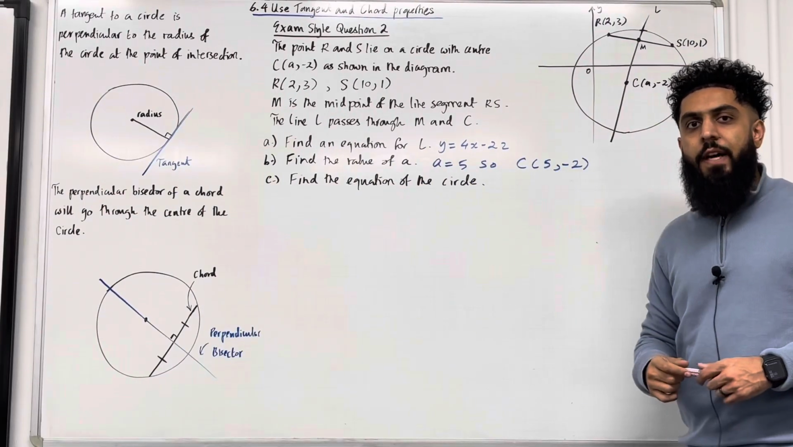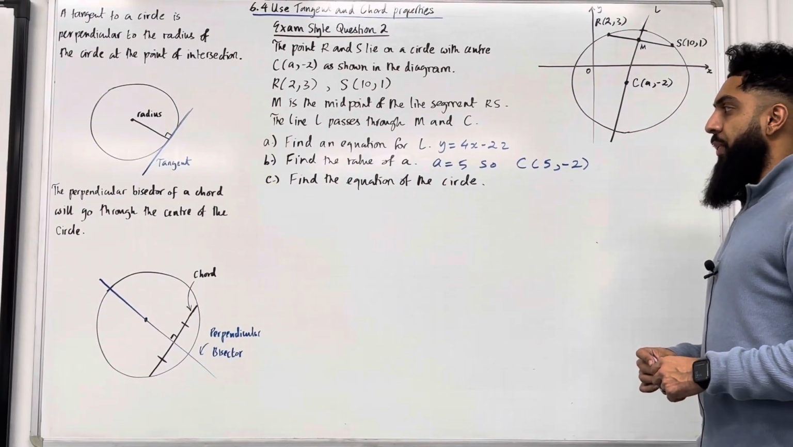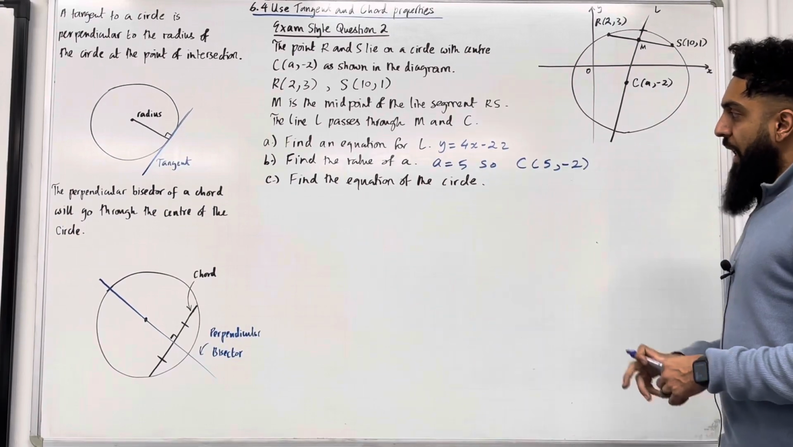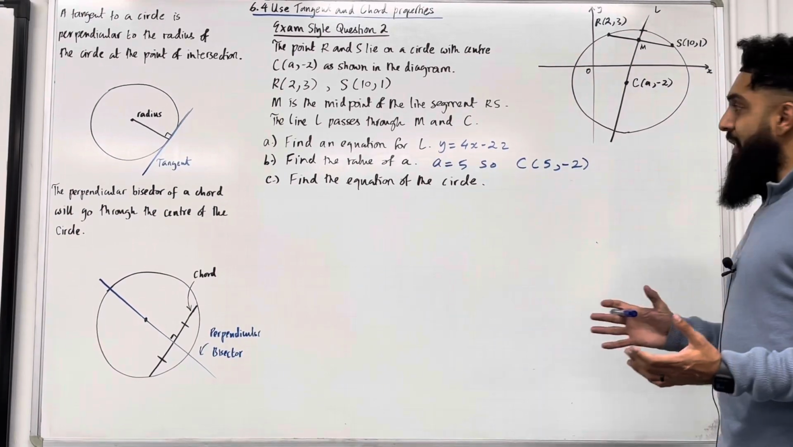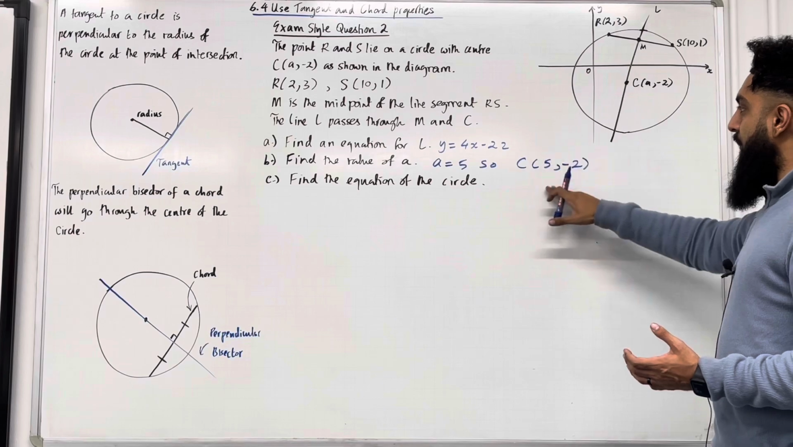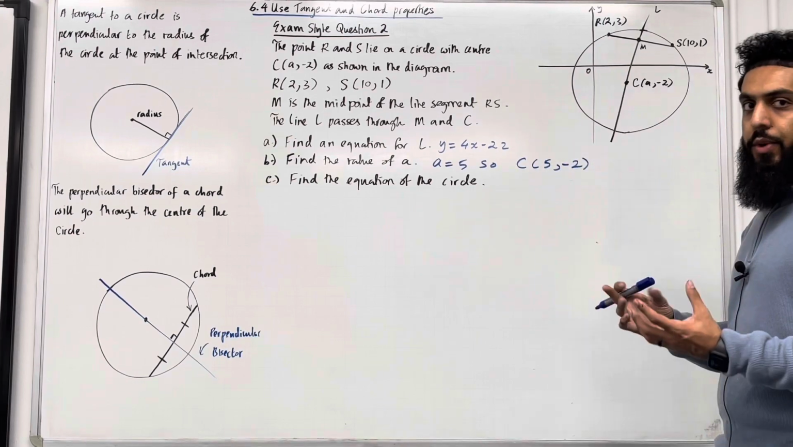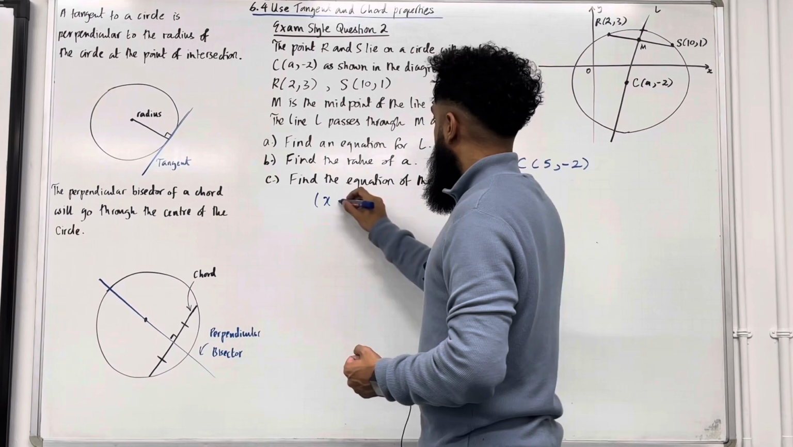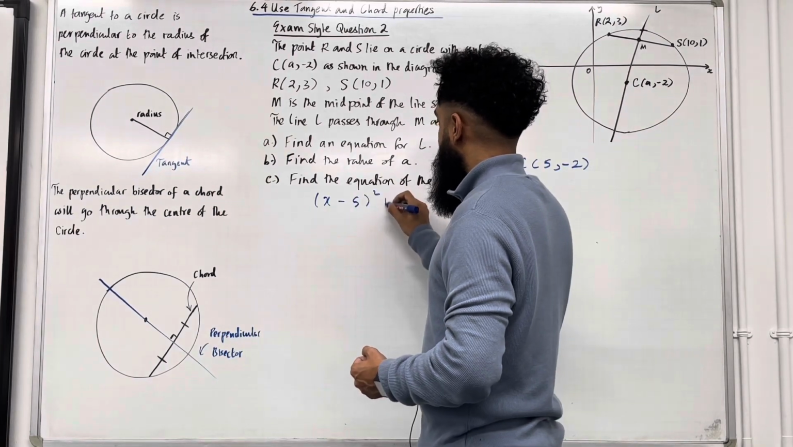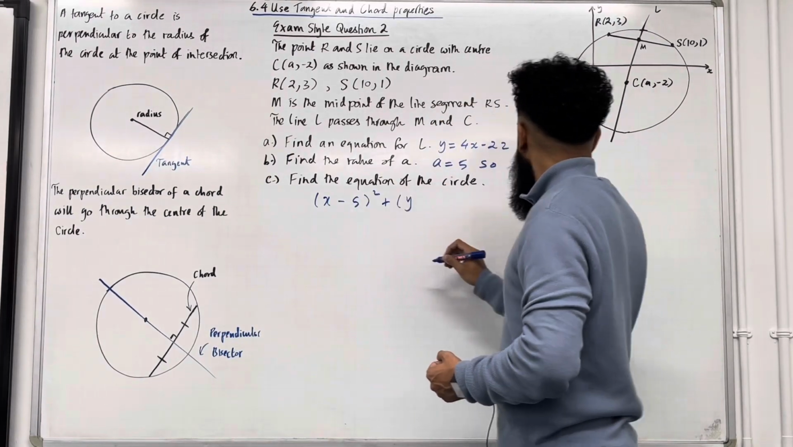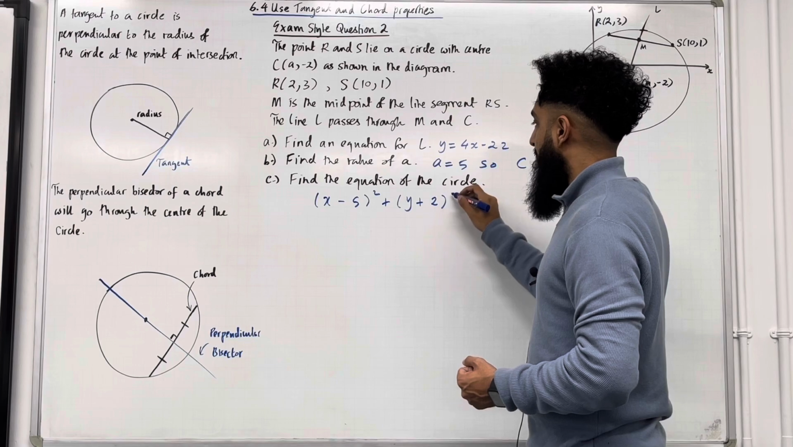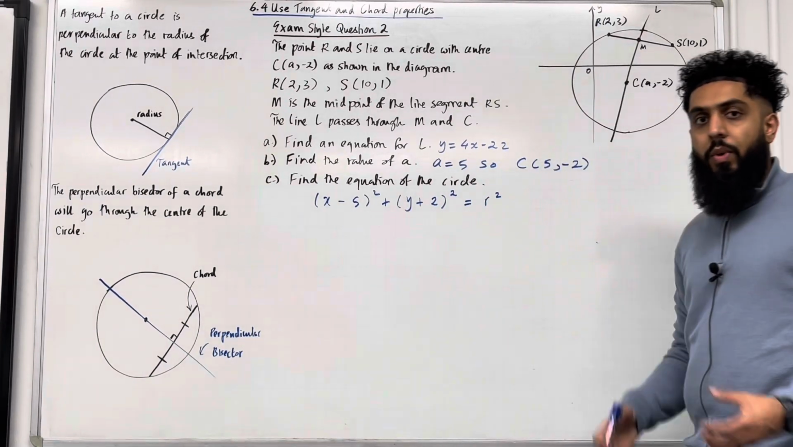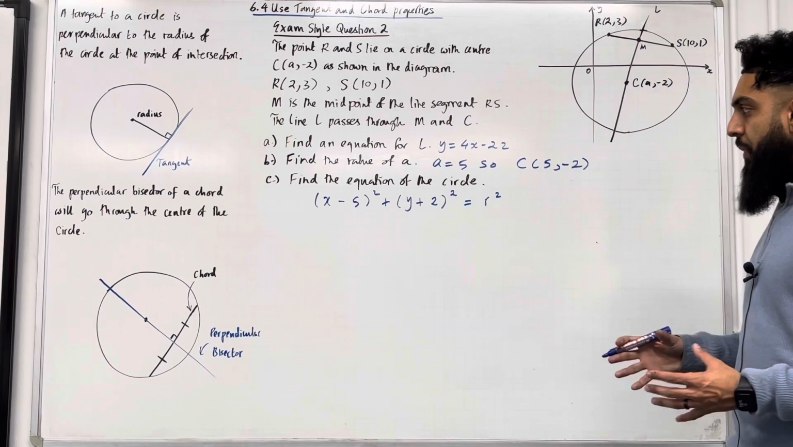Okay, moving on to the final part of exam style question 2. Part C, find the equation of the circle. Right, so I'm going to substitute the center, which is C (5, minus 2), into the equation of a circle. So we've got open bracket x minus 5, close bracket squared, plus open bracket y plus 2, close bracket squared, equal to r squared. We want to work out the radius of the circle.